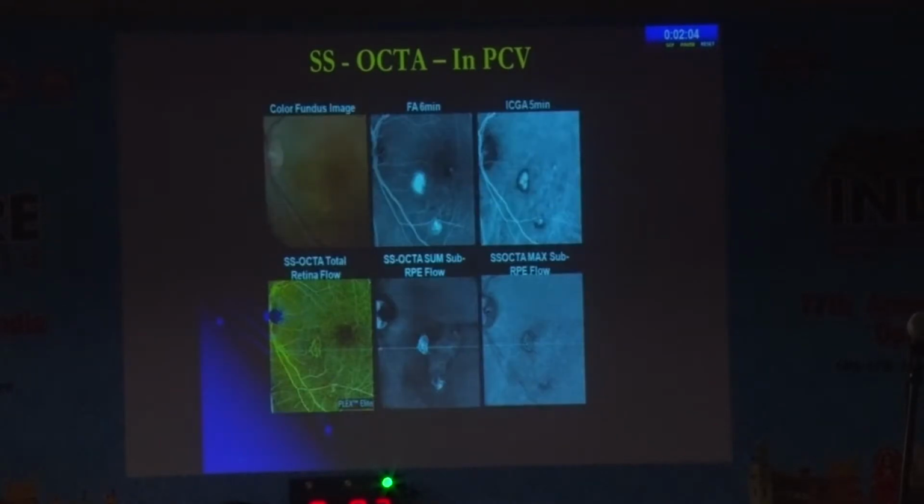Again, another example with the color fundus photo, the fluorescein and the ICG angiogram, which shows the polyps and the total retinal flow, and you see again, with projection artifact removal, the polyps and the BVN showing up almost as well as you would expect to see with the ICG angiogram.